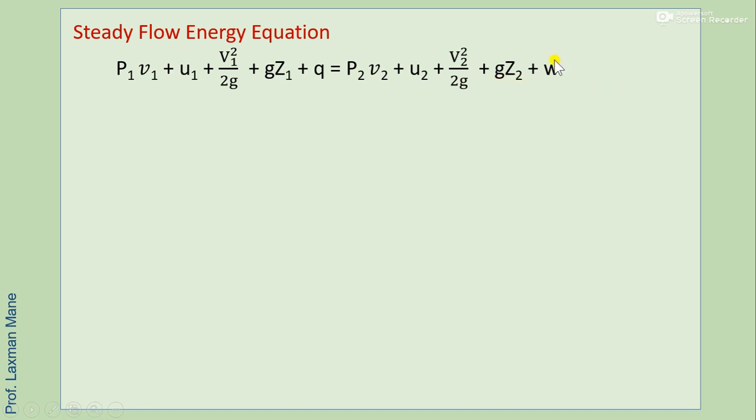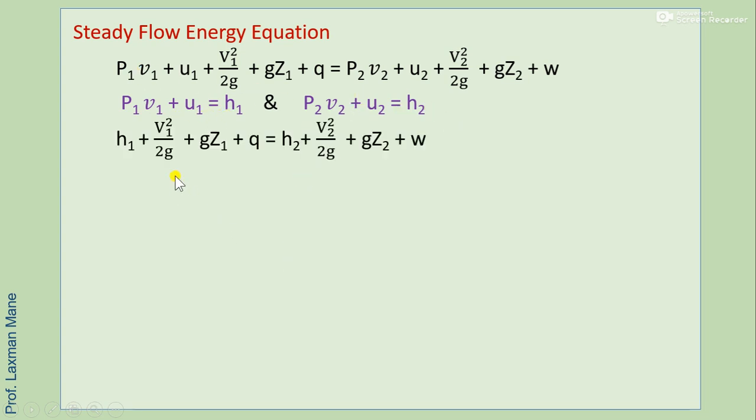Similarly, this W is work. Now P1V1 plus U1 is equal to H1, meaning the summation of pressure energy and internal energy, that is enthalpy. This is for inlet and this is for outlet. Hence the above equation will be H1 plus V1 square by 2g plus gZ1 plus Q is equal to H2 plus V2 square by 2g plus gZ2 plus W.